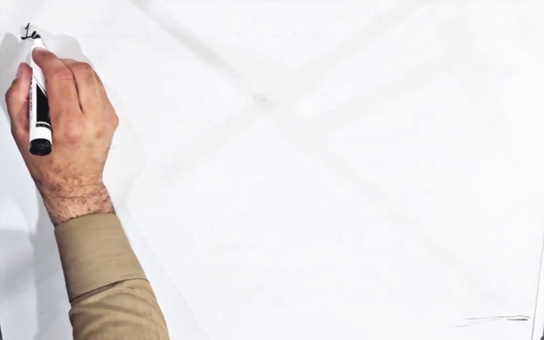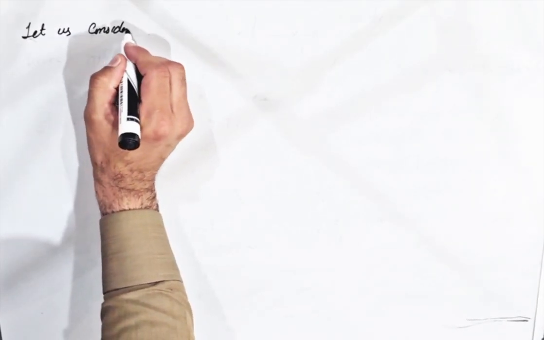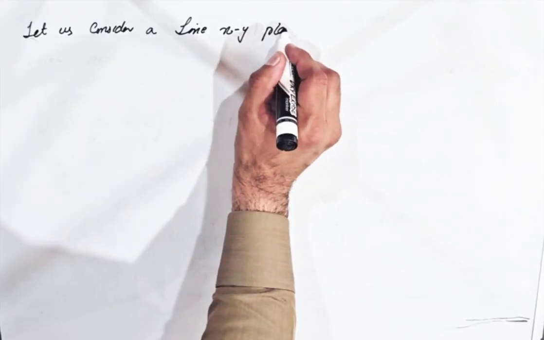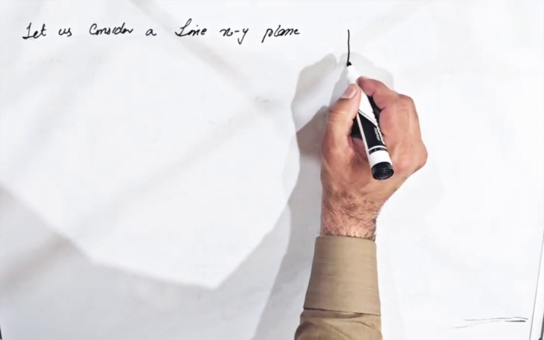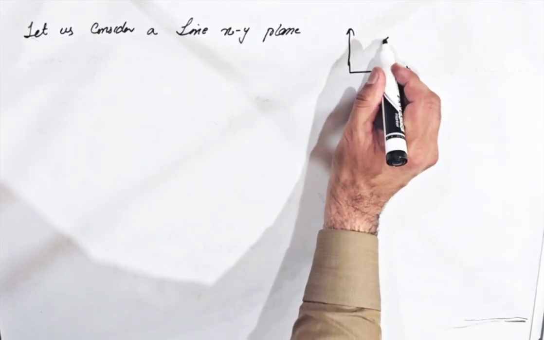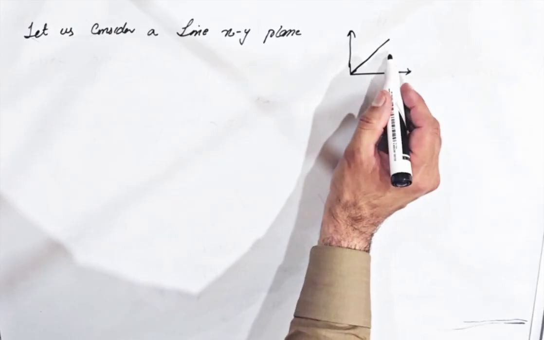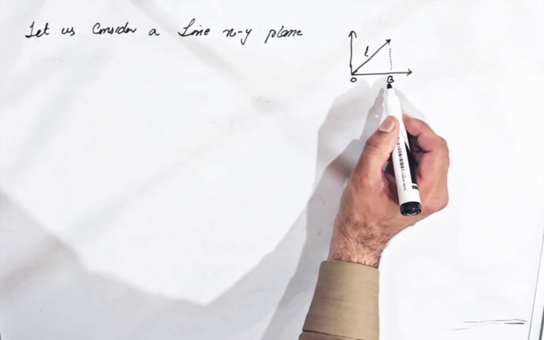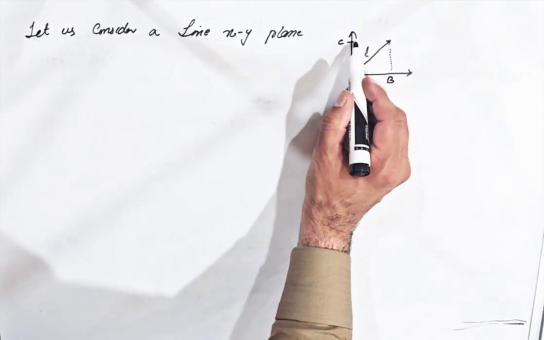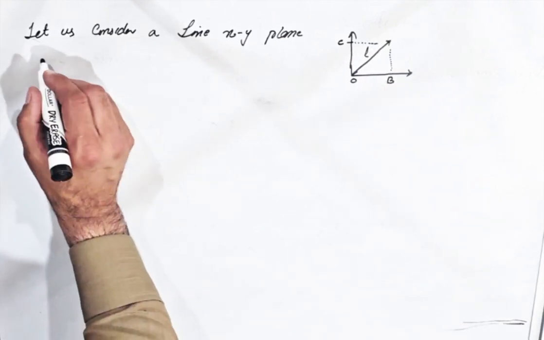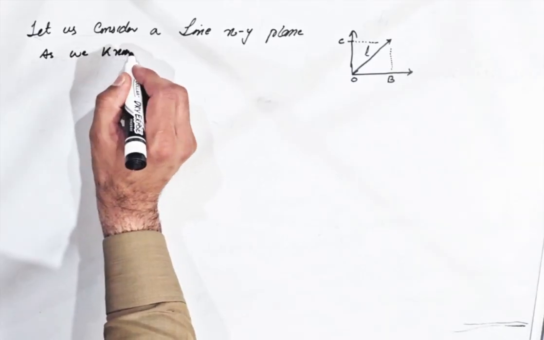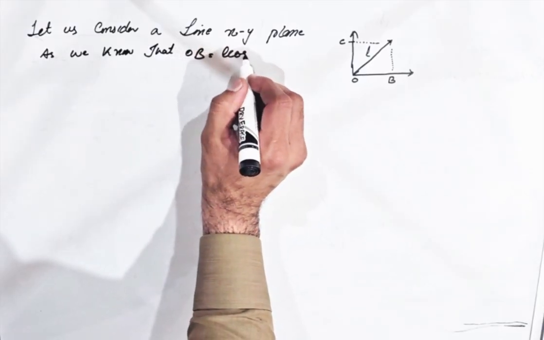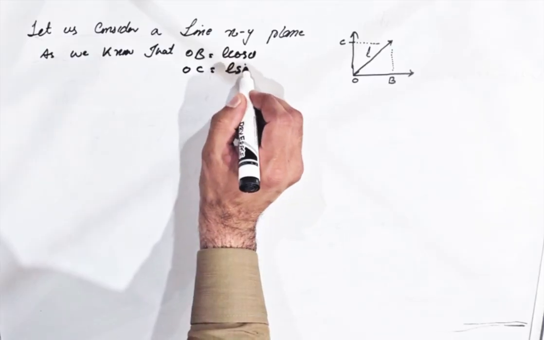Let us consider a line in xy plane. This is line L. This is the projection, or this is origin, and this is B. This point C, as we know that OB is equal to L cos theta and OC is equal to L sin theta.